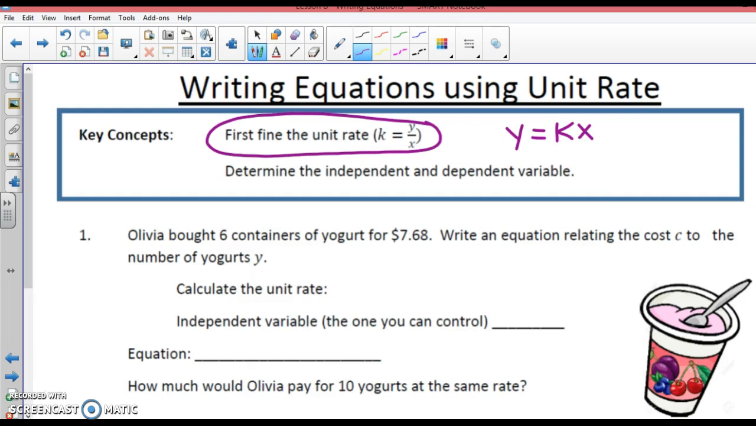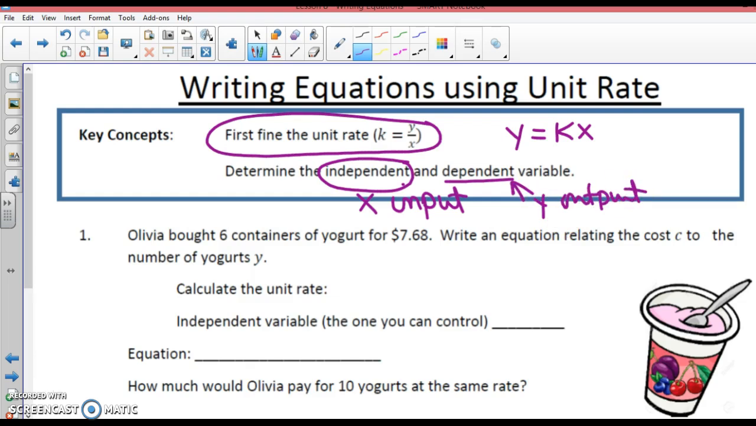Now, the one thing that we are going to introduce, two terms, independent and dependent variable. Okay, an independent variable is always going to be x. We are going to call that our input. The dependent variable is y. It is our output. Now, let me explain that to you.